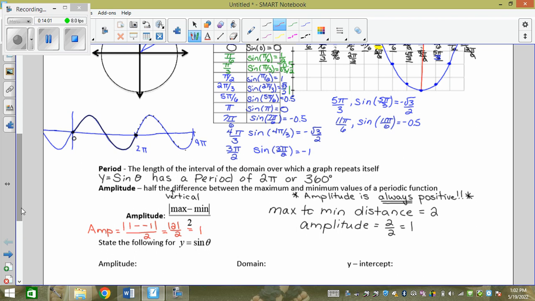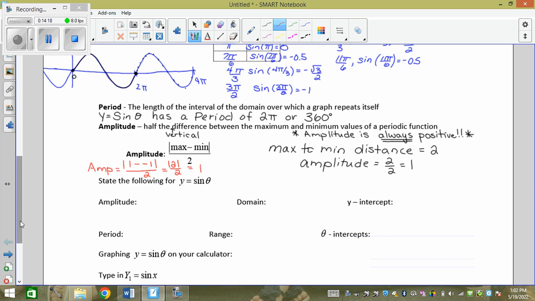Now, when does that actually come into a problem? When your entire graph is below the x-axis. When all your y values are negative, then you would say your amplitude's negative, but it can't be. So the absolute value, when you subtract them, will turn it to a positive number divided by 2, and you get an answer. Okay? So, what is the amplitude of this one? 1.